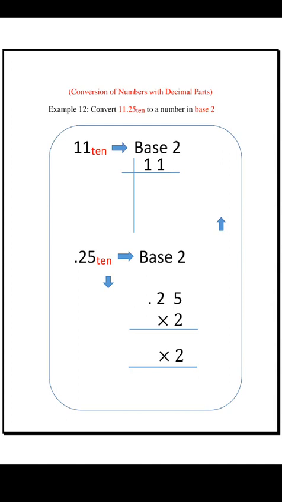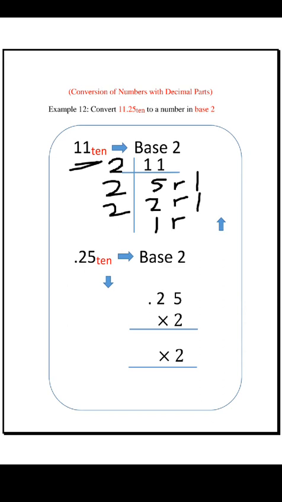Now, we want to look at how to convert decimal numbers. We have been converting just whole numbers. We want to convert a number with a fractional part. Convert 11.25 base 10 to a number in base 2. The whole number part, 11 base 10, we are going to convert the normal way, with repeated division. 2 into 11, 5, 2 times 5, 10, remainder 1. 2 into 5, 2. 2 times 2, 4, remainder 1. 2 into 2, 1. 2 times 1, 2, remainder 0. 2 into 1, 0, remainder 1. Taking from top to bottom, 1, 0, 1, 1.